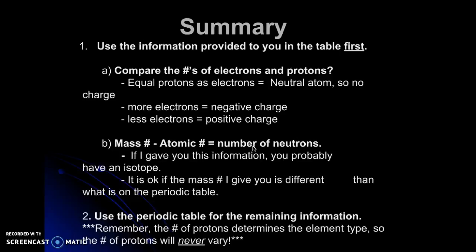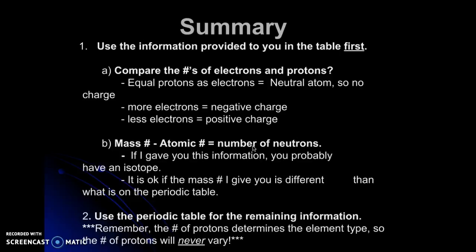Finally, compare your mass number to your atomic number. That's going to give you your neutrons. If I gave you this information, you probably have an isotope. But always look at that shorthand form. If I've given you a mass number, use that to calculate your neutrons. Do not rely on your periodic table. Remember, it's okay if the mass number I give is different than what is on the periodic table.